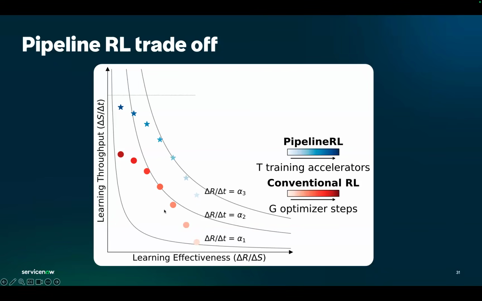This trade-off is akin to the trade-off that you have in the usual reinforcement learning, where the parameter is the number of optimizer steps you do in between the weight updates. The same thing with that parameter. The more you crank it up, the higher the throughput is, but the learning effectiveness goes down. So what we claim is that PipelineRL takes you to a better curve. So it has a better Pareto frontier between effectiveness and throughput.